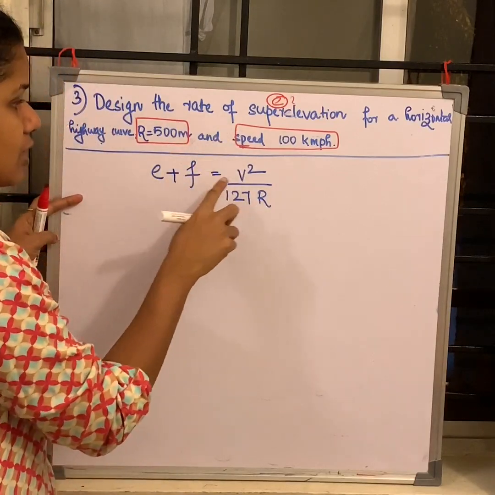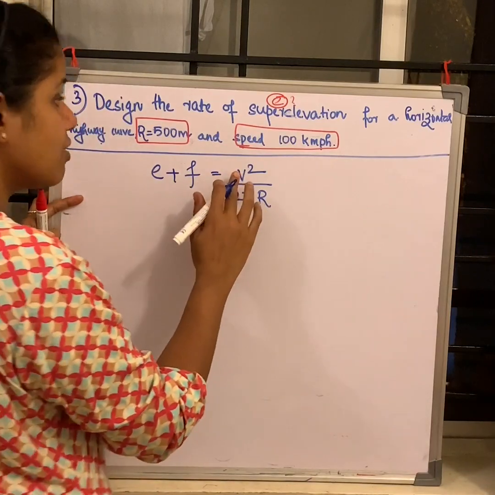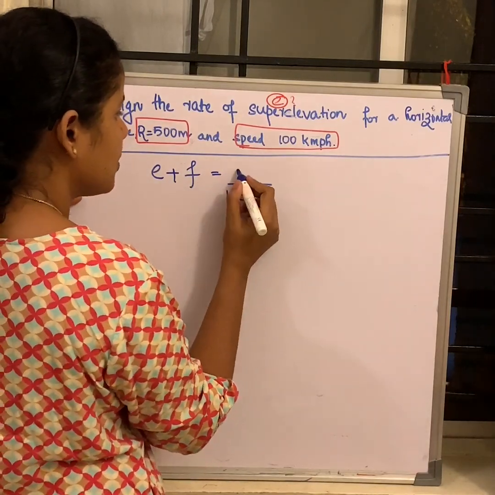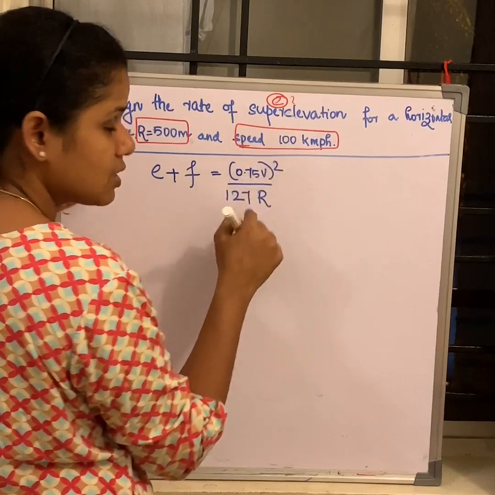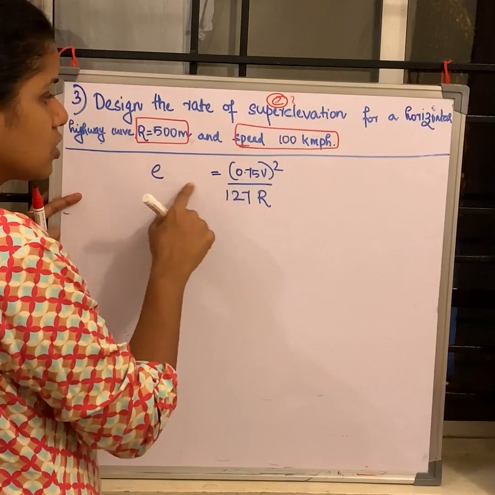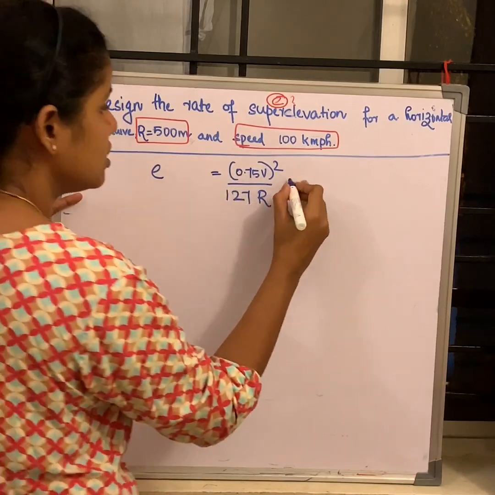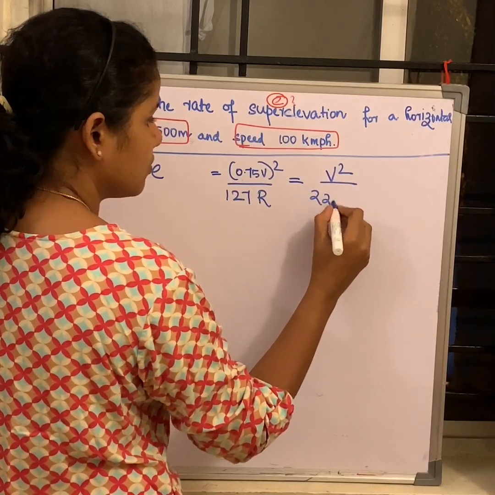So mixed traffic condition means design speed. I'm not taking the full design speed. I'm taking 75% of it. So it will be like (0.75 V)² / 127R. I am neglecting friction, so F is equal to 0. And this value is V² divided by 225R.